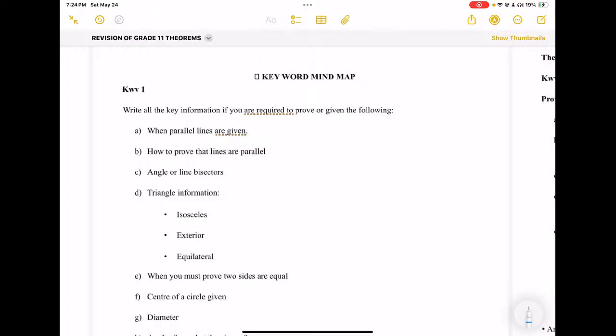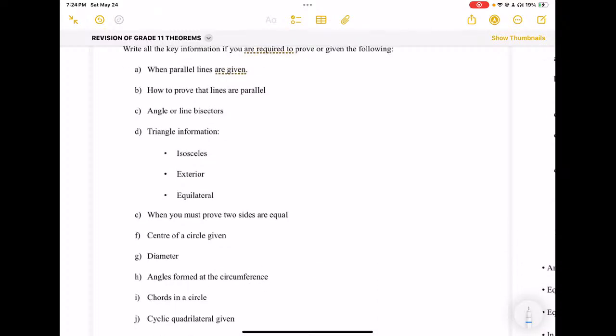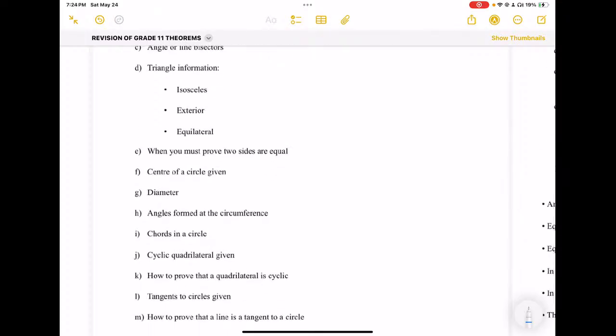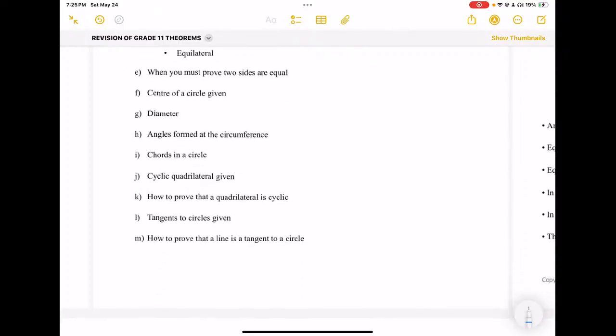When parallel lines are given, how to prove the lines are parallel. Angles are angle or line bisectors. Triangles information: we've got an isosceles triangle, that's very important. Exterior angle of the triangle, and then we can have an equilateral triangle in rare cases, right? And then when you must prove two sides are equal, the center of the circle given, diameter, angles formed at the circumference, chords in a circle, cyclic quadrilateral given, how to prove that a quadrilateral is cyclic, and then tangents to circles given, right?